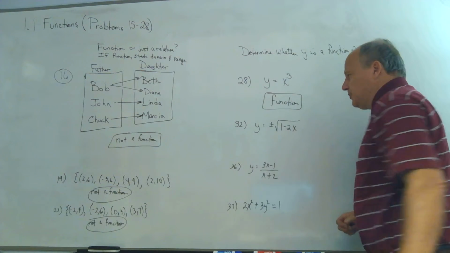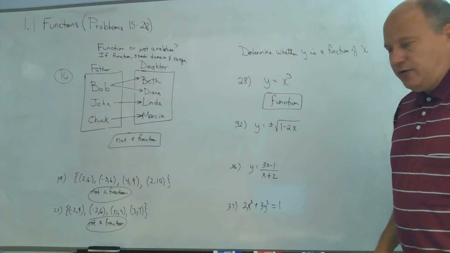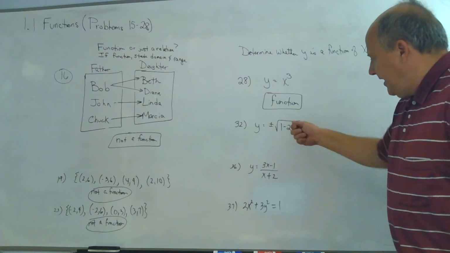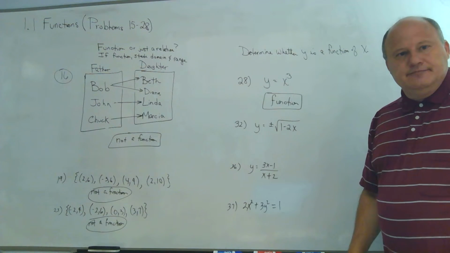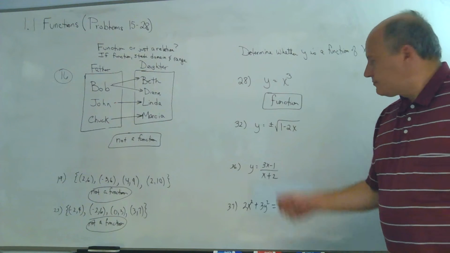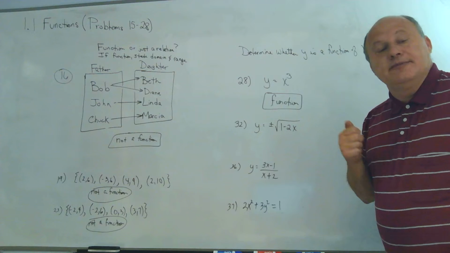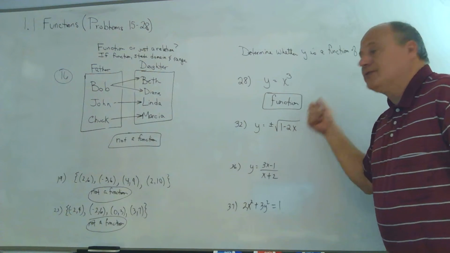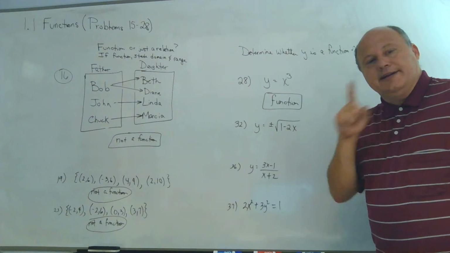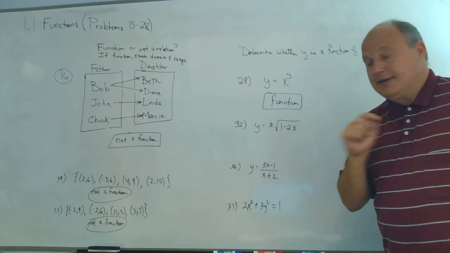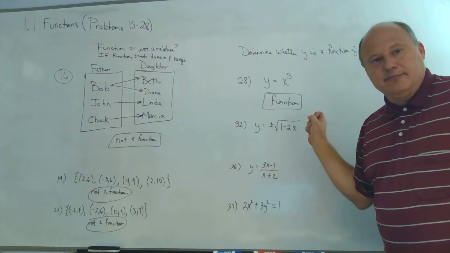Now look at the next one. Y equals plus or minus the square root of 1 minus 2x. Now, if you put a number in, let's put in 0. 1 minus 2 times 0 is, I mean, 1 minus 2 times 0 is actually 1. And the square root of 1 is 1. But there's a plus or minus that number.